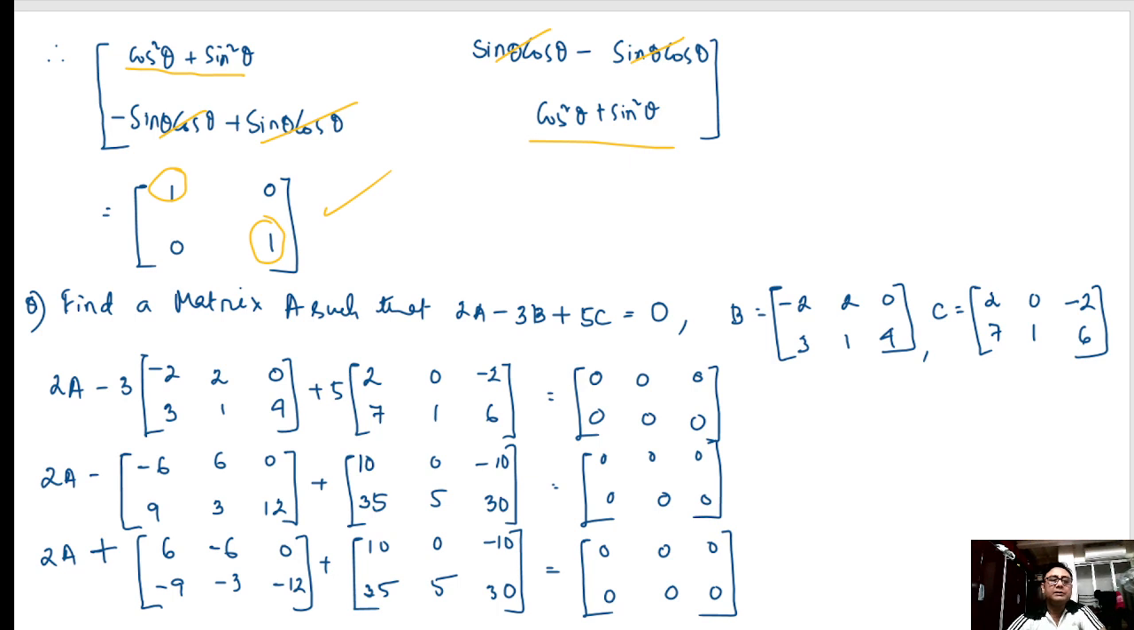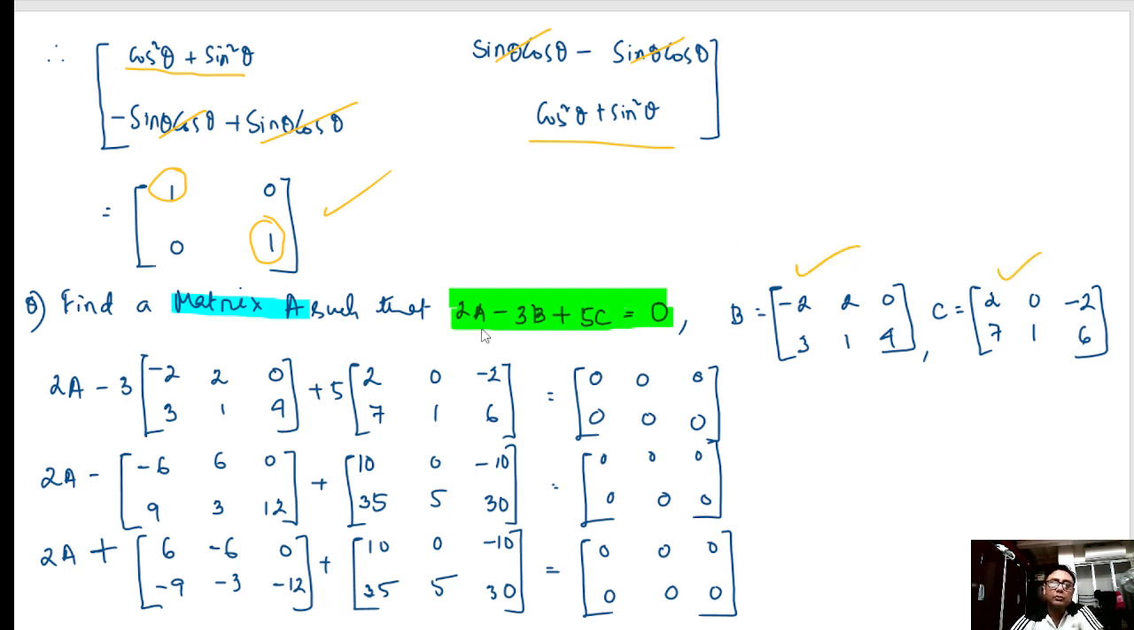Now see, friends, another sum is given here. There is a matrix A such that, see, a condition is given. What condition is given? The condition given is 2A minus 3B plus 5C is 0. This is the condition given. You have to find the matrix A. So B is given to us, C is given to us.